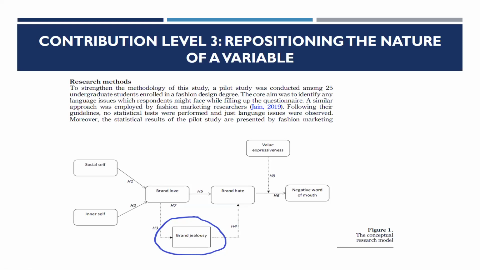But we repositioned the concept and we said no. Sometimes when people love a brand, they can start hating the brand if they see that others are gaining similar value. This study was limited to luxury clothing, and consumers in the luxury clothing sector want exclusivity. Once there is no exclusivity, they might start hating the brand. One reason to lose exclusivity is brand jealousy, because others are also using the same brand. So maybe you can reposition the nature of a variable. This is contribution level number 3.